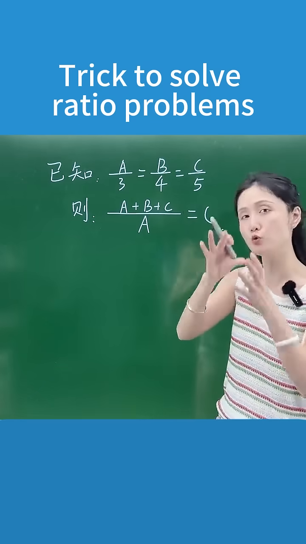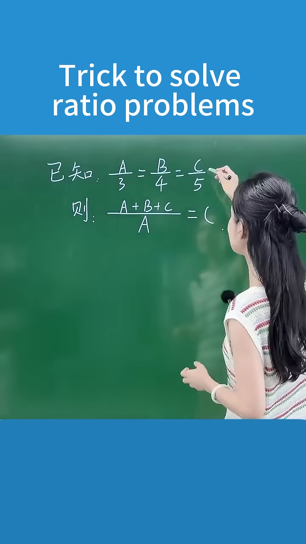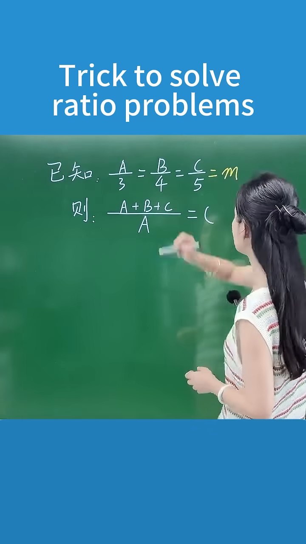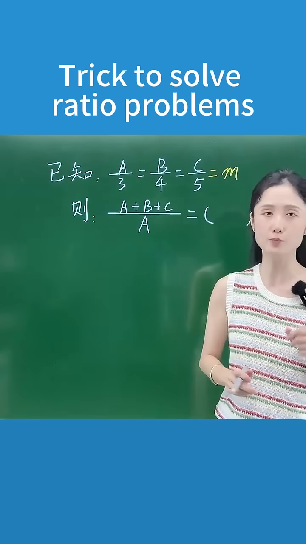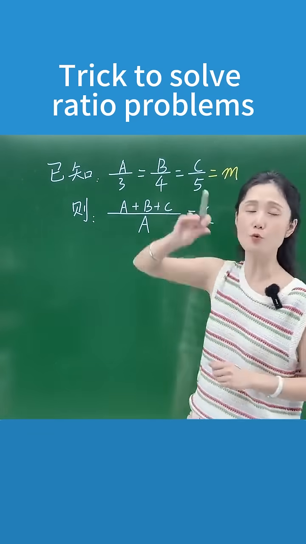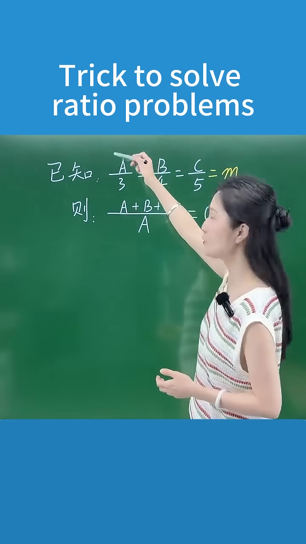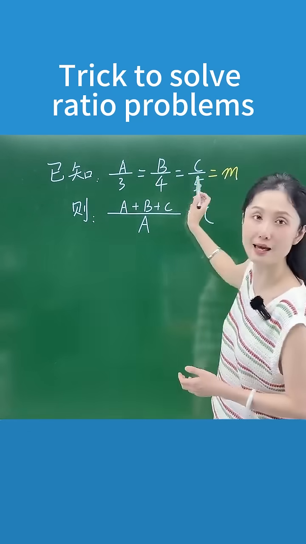We need to explain it clearly to everyone based on the meaning of fractions and division. For example, let's say it equals a. Wait, let's use m since a is already taken. What's the point of setting it equal to m? Think about it. This is a fraction, and we know that a fraction is actually a division. In other words, a over 3 corresponds to a divided by 3 equals m, right?